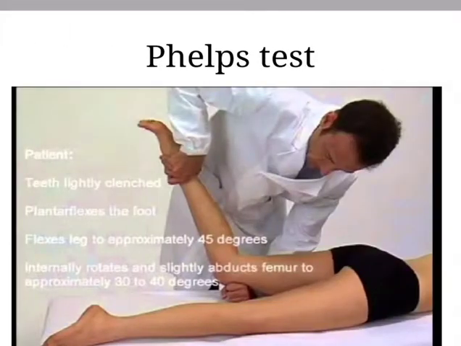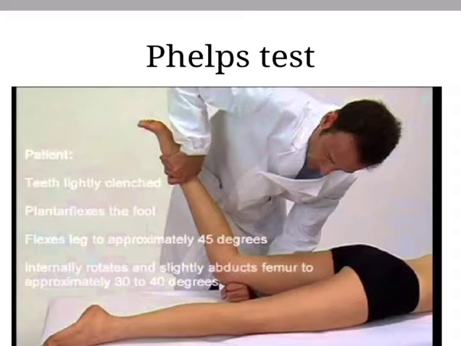Then you go for the Phelps test. In the Phelps test, the patient is lying prone with the knees extended. The examiner abducts both legs, and the knees are then flexed to 90 degrees. Then the examiner tries to abduct the hips again. If abduction is increased, it is considered a positive test for gracilis muscle tightness.